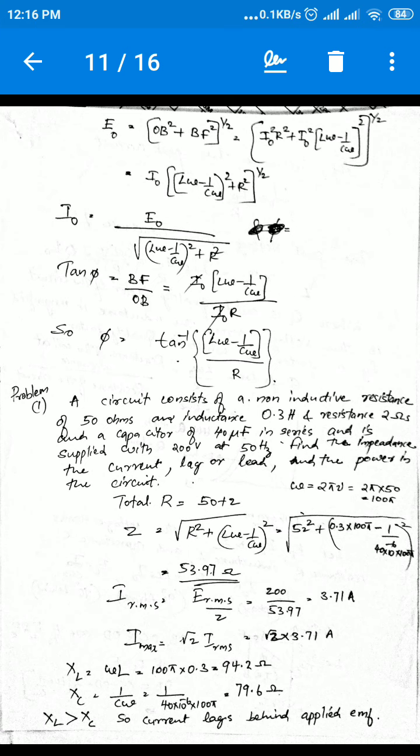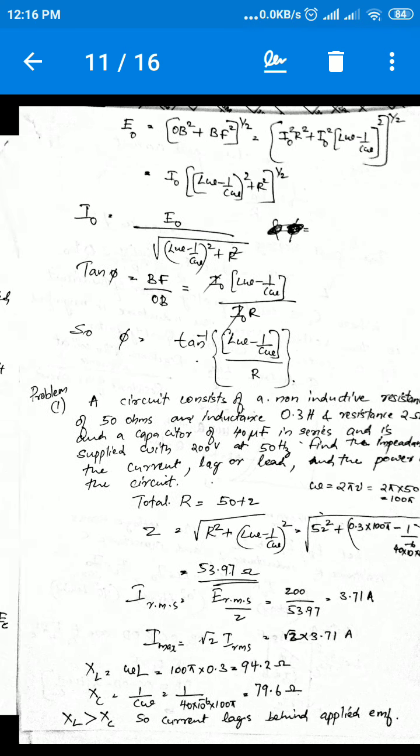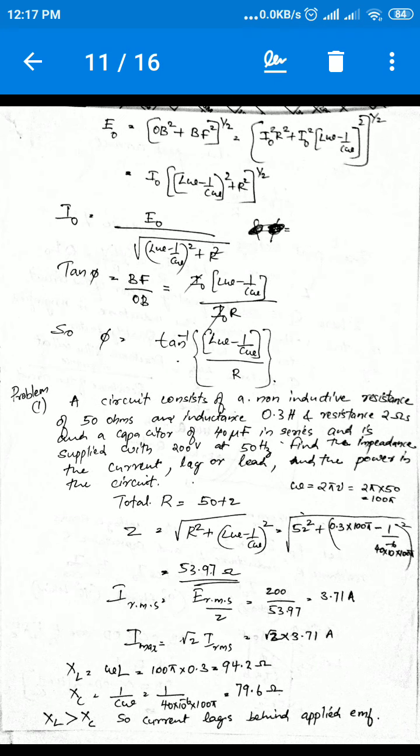So this is the vector notation only. From that we can derive the same values of phi and I, and E and E0. Okay, that's all for this LCR series circuit.